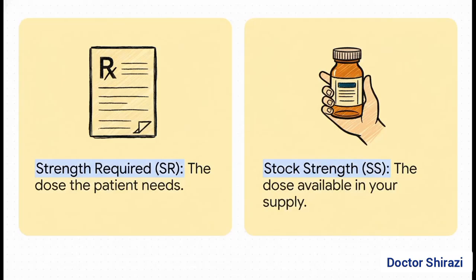So let's break that down. The whole trick is just knowing what goes where. Strength required is simple. It's what the prescription says the patient needs. And stock strength is just what you're holding in your hand. You know, the dose that's available in your supply. That's it. Get those two straight and you are golden.